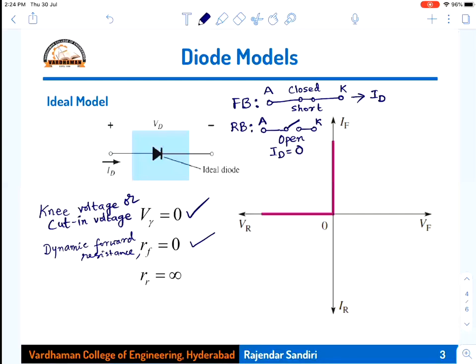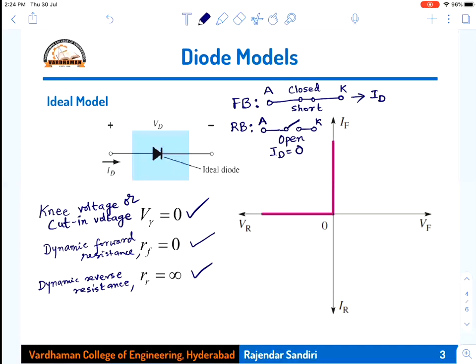If the circuit is short, then the resistance is zero and the current will be large. So in the forward bias, resistance is zero. In the reverse bias, the dynamic reverse resistance is infinity because it is an open circuit. So RR is equal to infinity. These three are the very important properties of an ideal diode.